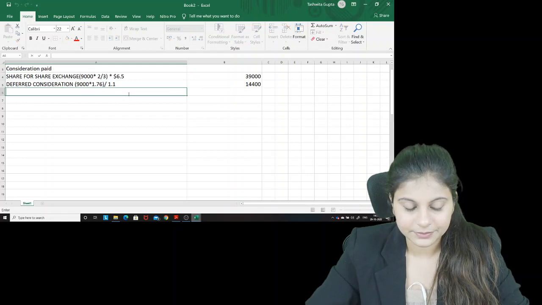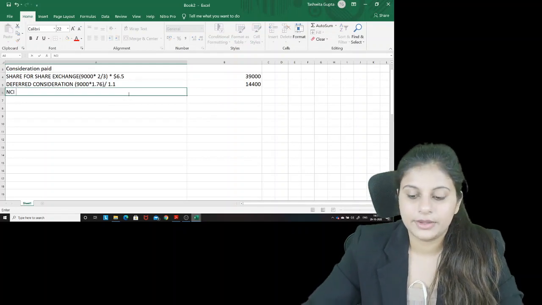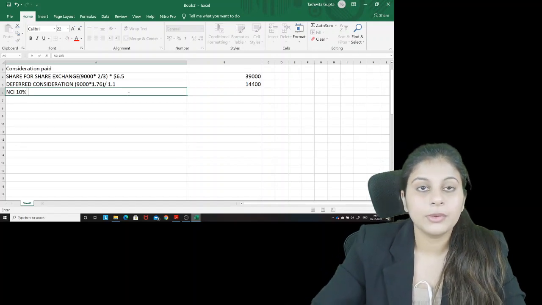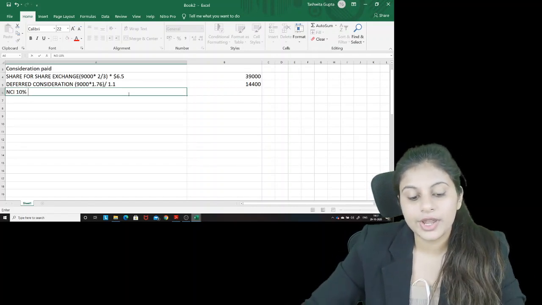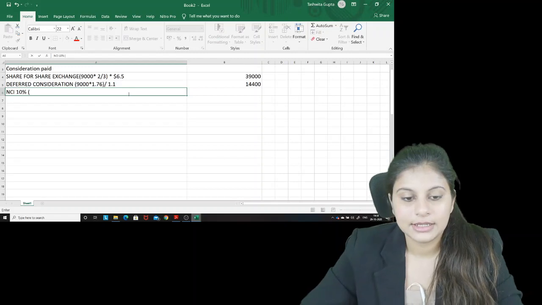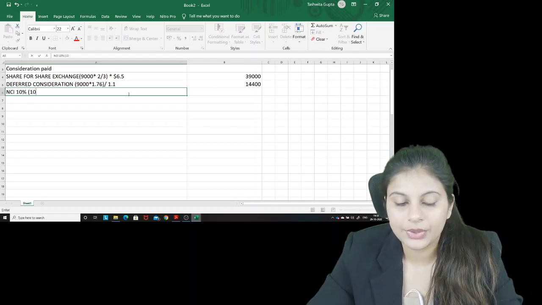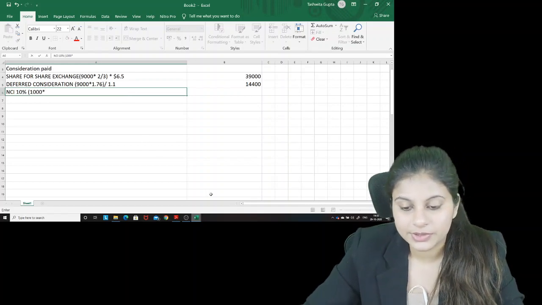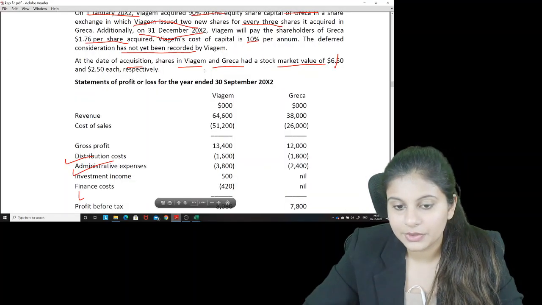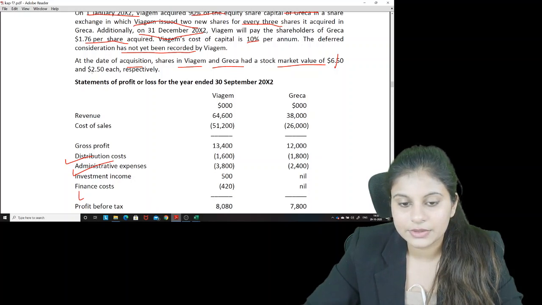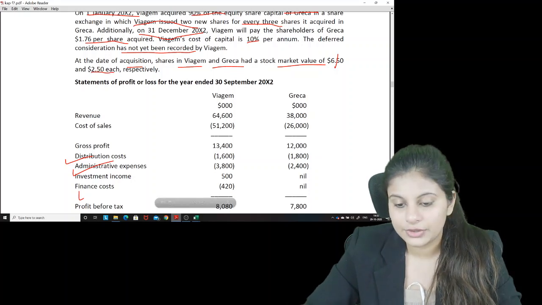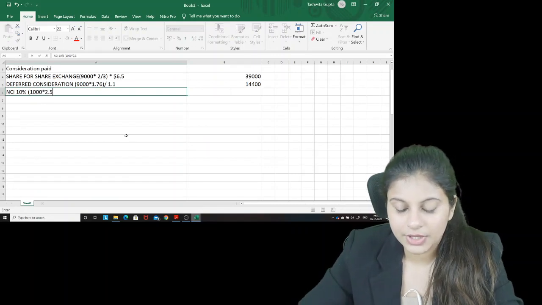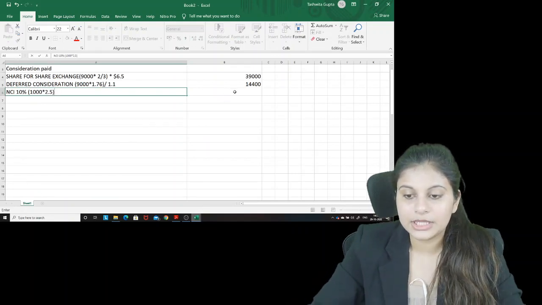Okay. NCI for 10% of the subsidiary. What is the amount being paid? So the shares held by NCI is 10,000 minus 9,000, 1,000, into how much? Into the share price of the subsidiary. What is the share price of the subsidiary according to the question? Here it is $2.5. So you'll write it $2.5 into 2.5, which comes out to be 2,500.